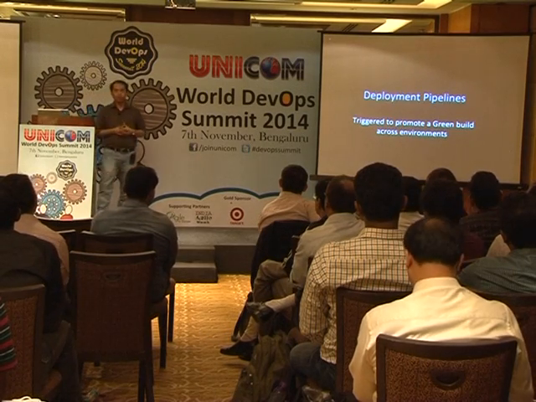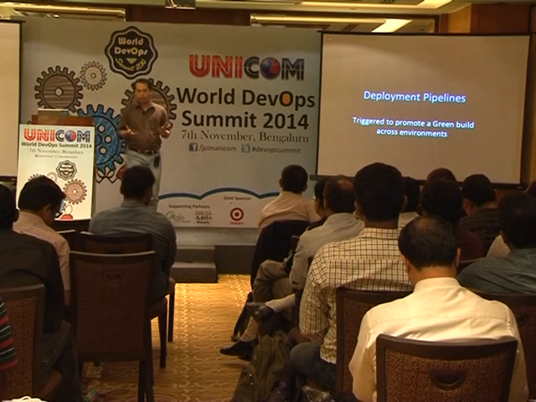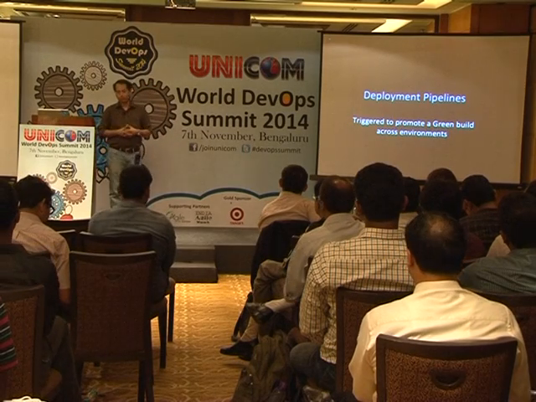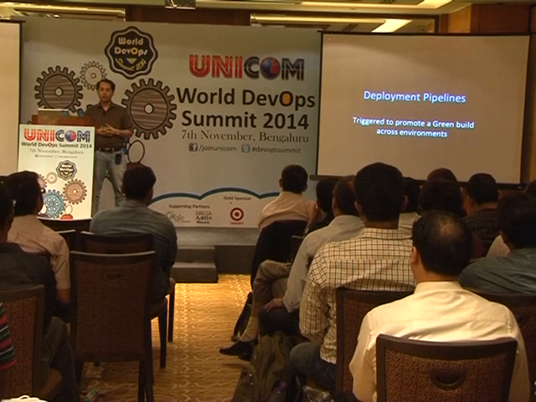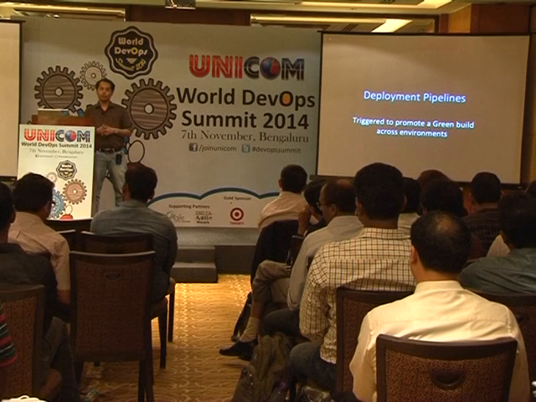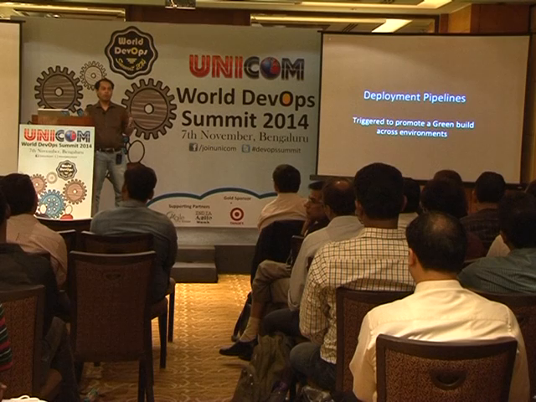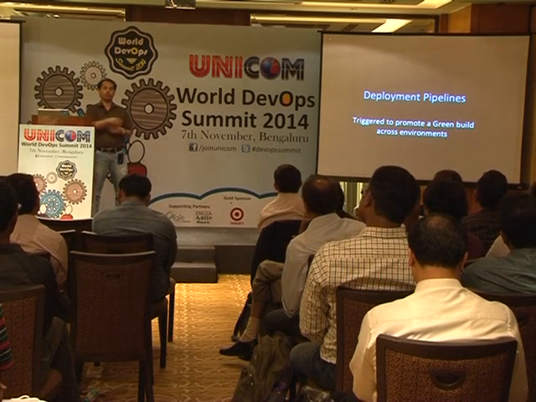Whereas a deployment pipeline takes it further. What's the output of a build pipeline? It's probably going to be a build artifact, a jar file or an RPM. And you now want to push it to your environments. You would start off with your QA environment, then your staging, and finally production. So a deployment pipeline is what automates the promotion of your build artifacts across environments.